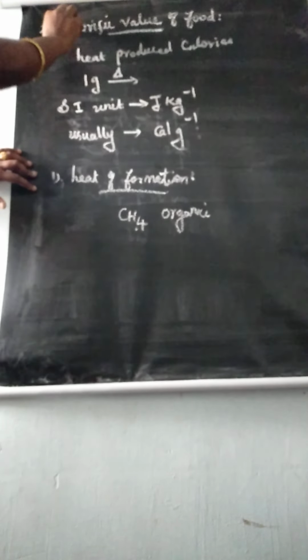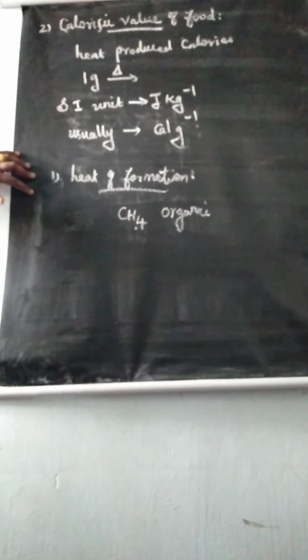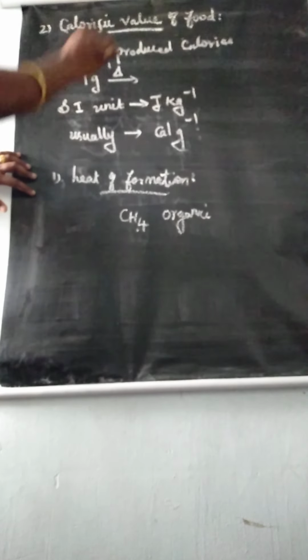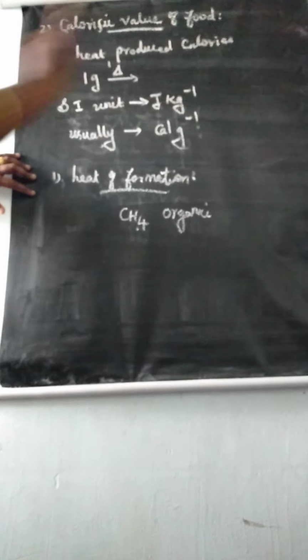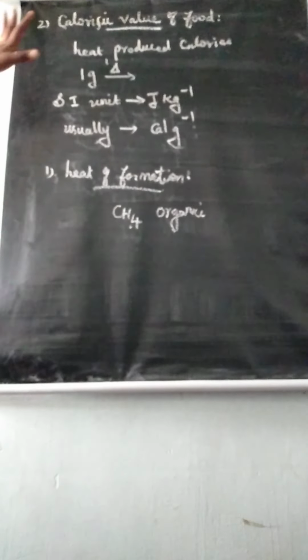Then second application, calorific value of food. There we learned calorie. What is meant by calorie? Then SI unit and usual unit. Understand this? So these are the applications of heat of combustion. Understand this topic?